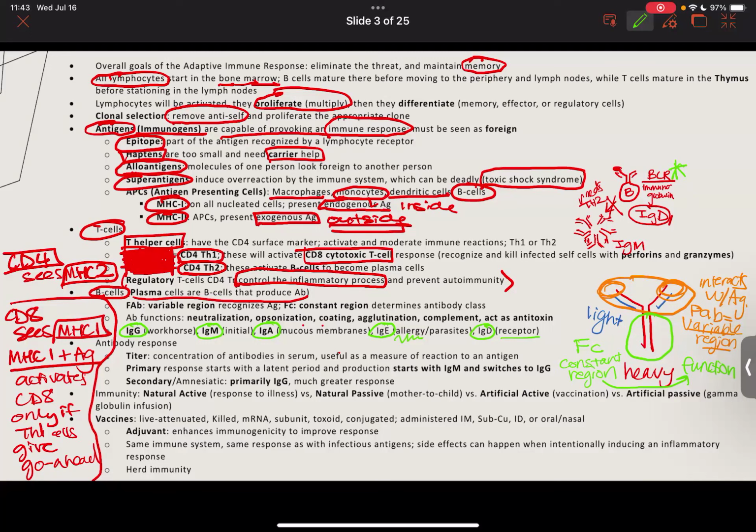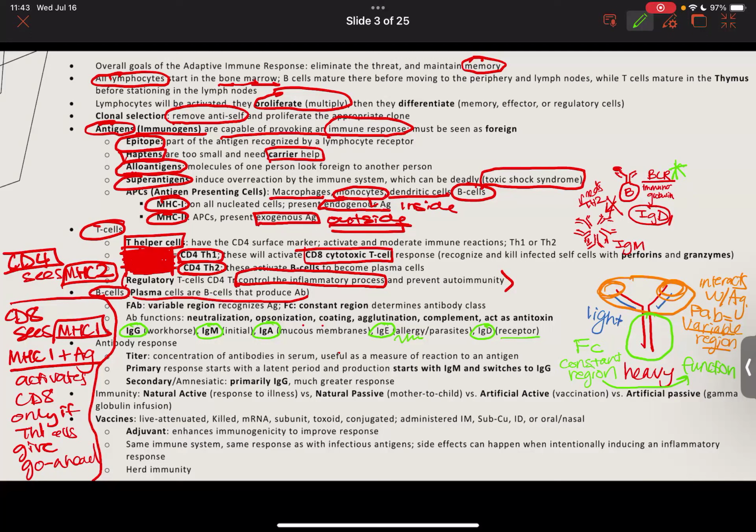IgM Fc region means you're going to be the pentamer and you're the first one that we make. If you have the IgG Fc region, that constant region determines that you're the workhorse. You're the one that's going to be present in the bloodstream, circulating throughout the whole body, providing a lot more functionality than IgM. But we always make IgM first. It's just what we make first. It's what we have readily available.